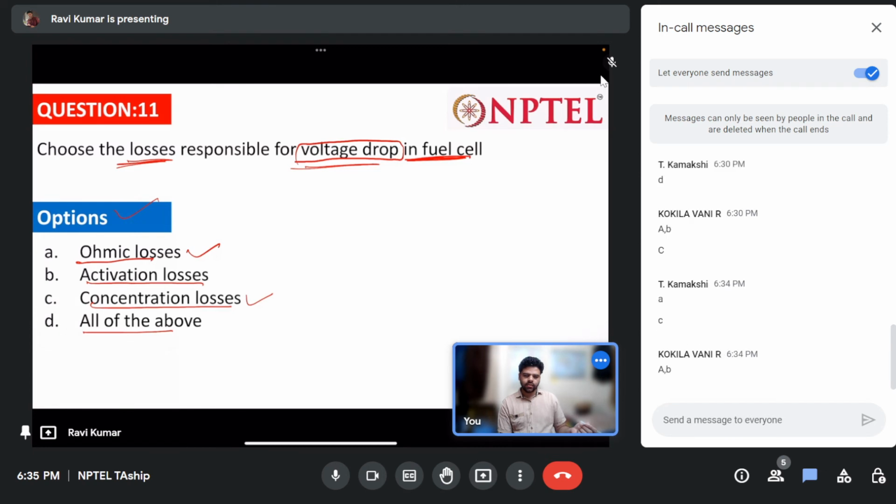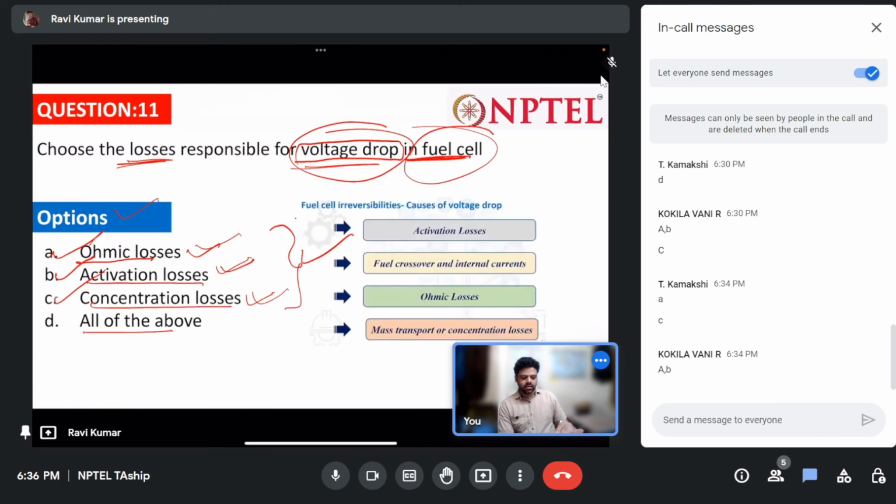Kokila is saying ohmic losses and activation losses, and Kamakshi is saying activation losses and concentration losses. So why don't you combine and say all these three? Yes or no? Yes, all three are associated with this fuel cell for the voltage drop.